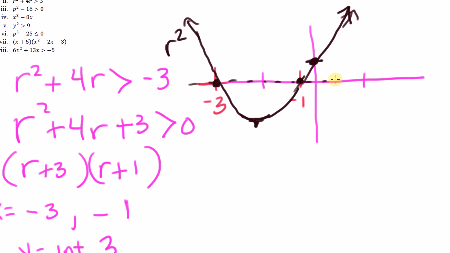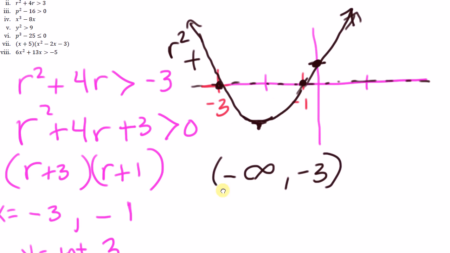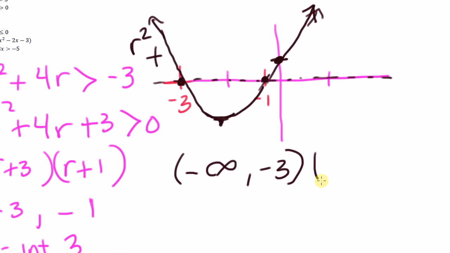Remember that this is the line y equals 0. So greater than, it's going to be anything from -infinity to -3. It's got to be greater than 0, it can't be equal to. And then we'll have a union from -1, excluding -1, remember it's greater than, not equal to, to positive infinity. So that would be the solution.